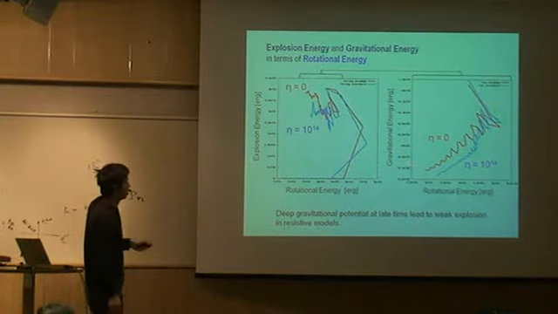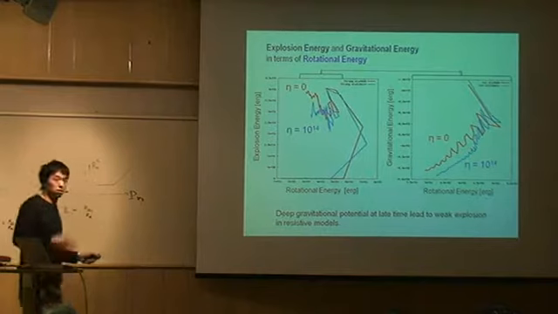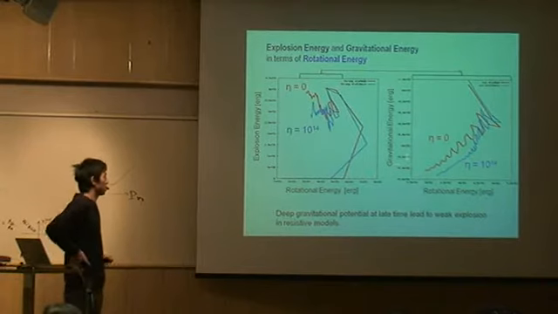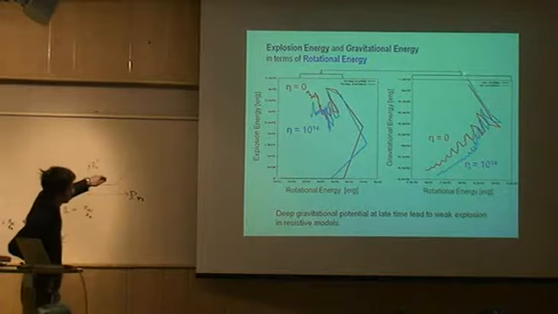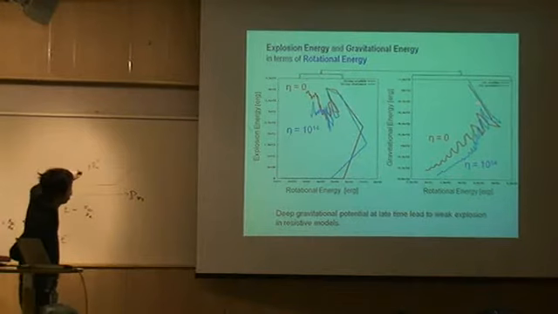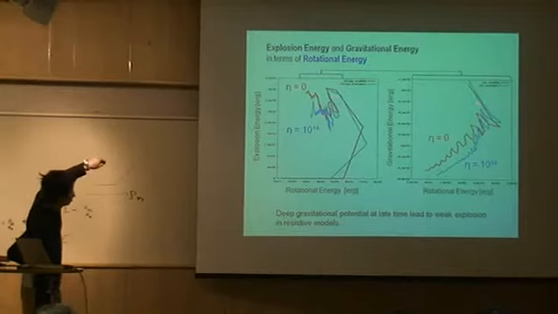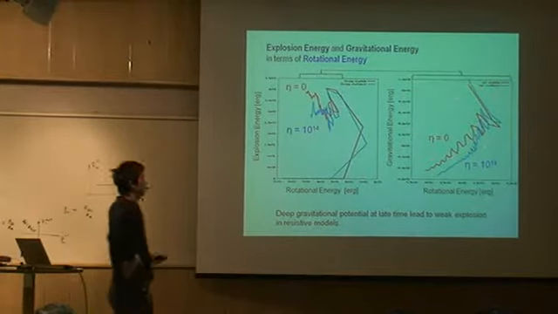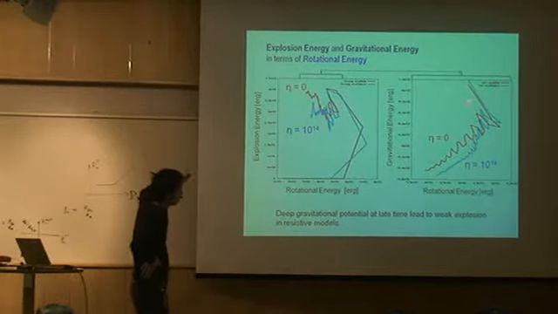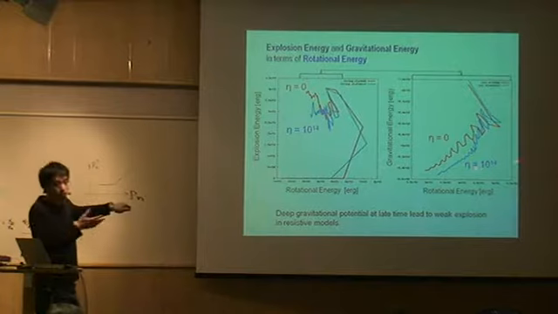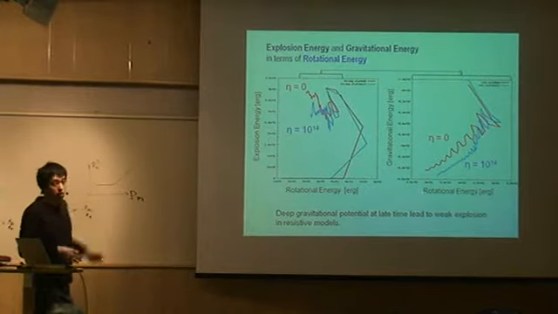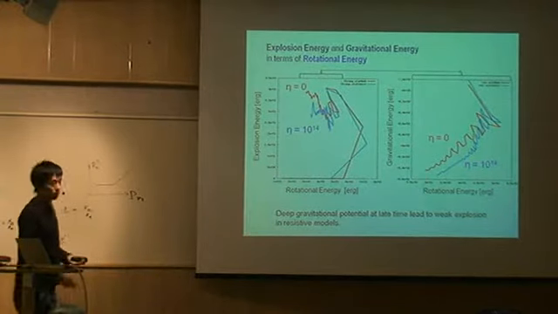This right figure shows the reason. This figure is for the evolution of gravitational energy in terms of rotational energy. Now the evolutionary track is in this direction, this part of the time sequence. And at the same remaining rotational energy, gravitational binding energy is much larger for the resistive model. So this makes the explosion difficult for the resistive model.